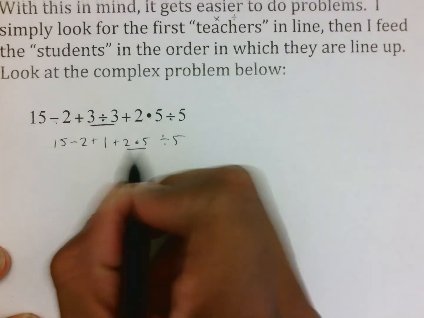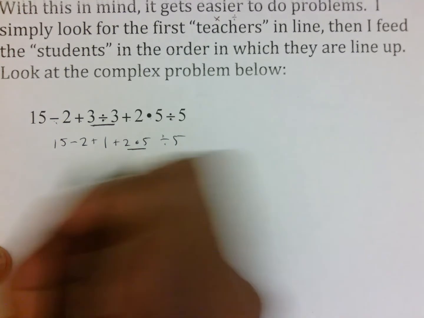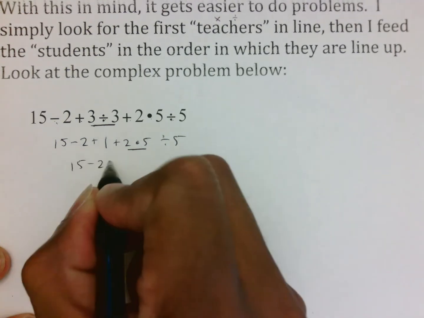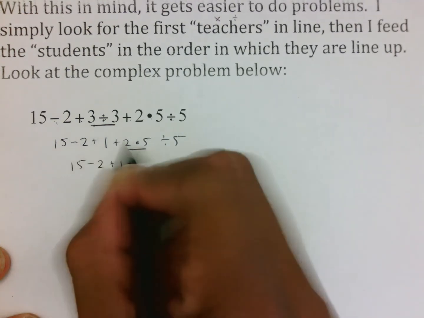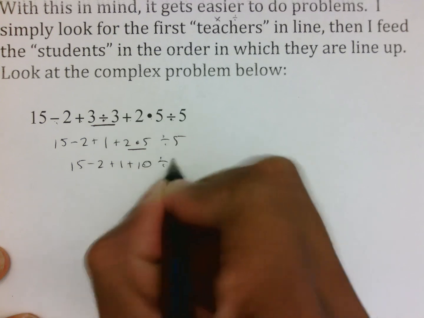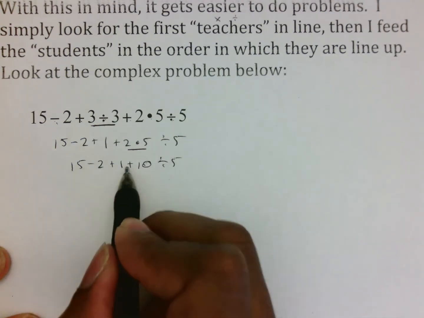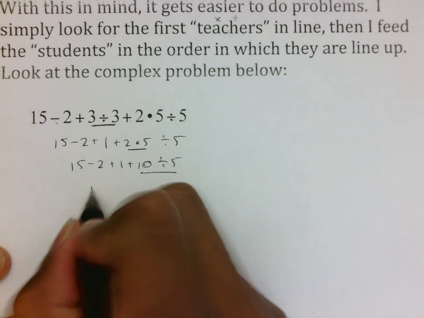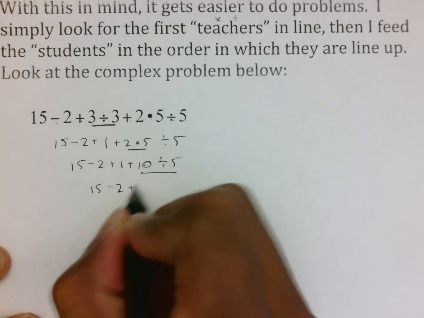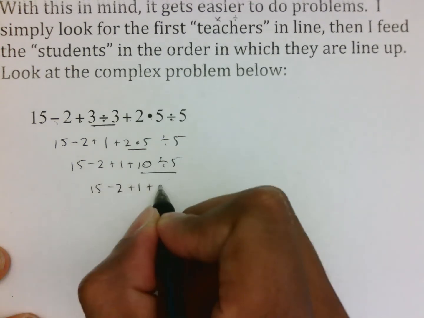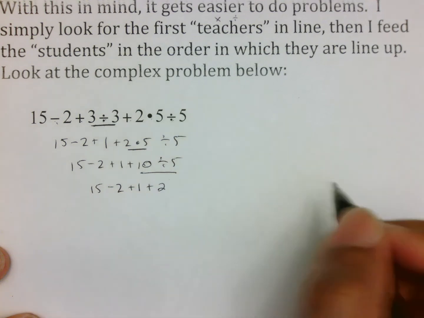Looking at this, I then again want to scan and say, where is the first teacher in line? There it is, 2 times 5, so 15 has to wait, minus 2 has to wait, plus 1, plus this turns into 10, divided by 5. Looking again for another teacher, nope, student, student, student, there's another teacher. So again, everybody else has to wait in line, and then this teacher, the sign, gets fed.